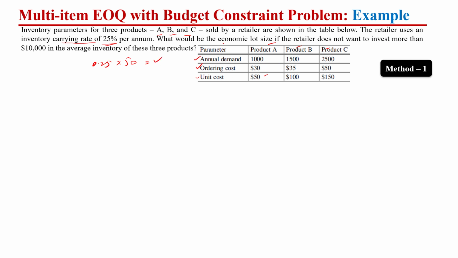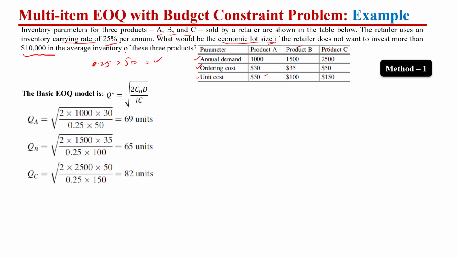Okay, and then we want to find out the economic lot sizing for every product, and there is a restriction of the budget that we do not spend more than $10,000. So how can you solve this problem? First of all, we are going to solve this as an unconstrained problem, which means we are not considering this budget. We are going to solve every product separately by applying the single product economic order quantity formula, which is this one.